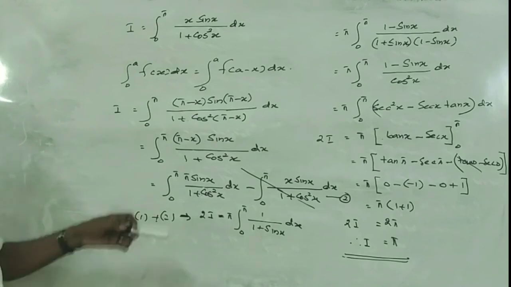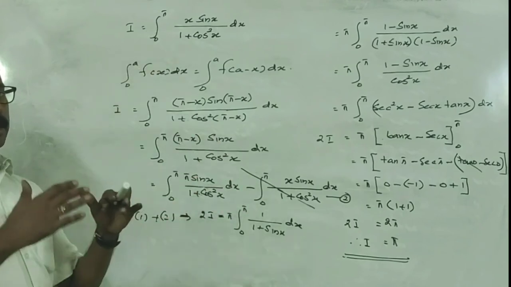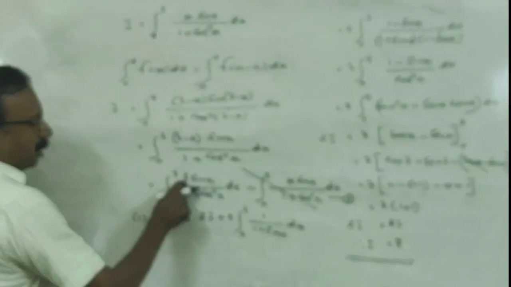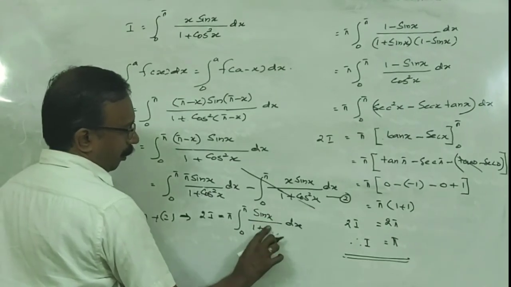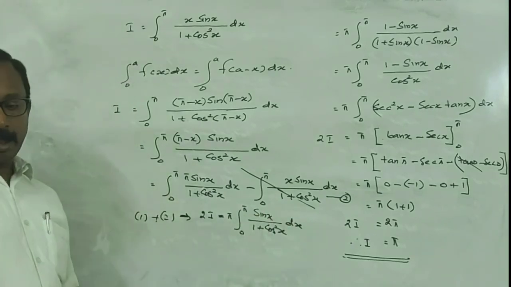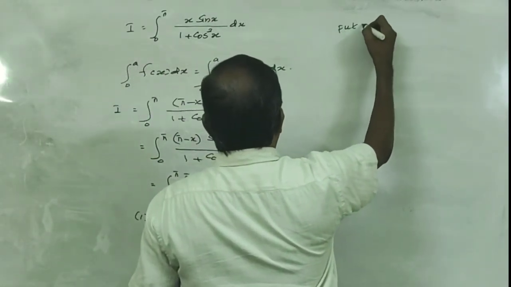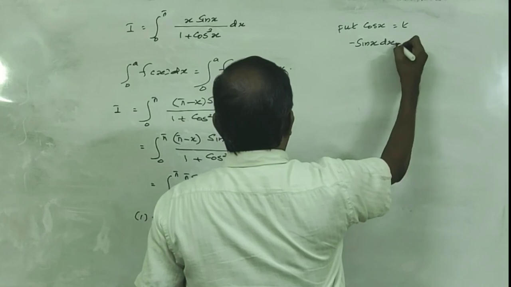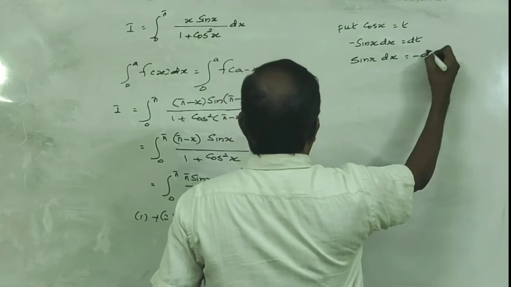Now adding these two equations, integral 0 to pi x sin x by 1 plus cos square x dx is positive, this is negative, both will cancel. Now 1 plus 2, which implies that 2I is equal to pi, a constant, into integral 0 to pi sin x by 1 plus cos square x. This is a substitution type question. So put cos x is equal to t, minus sin x into dx is equal to dt. So sin x dx is equal to minus dt.